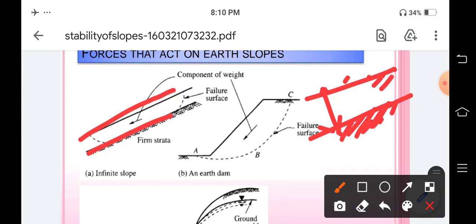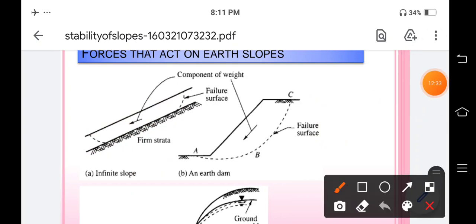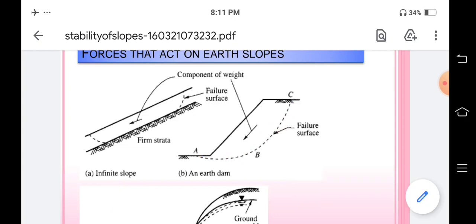Okay, so due to this self-weight, which will move in the direction of gravity, it will cause the failure of the soil sample, and these kinds of slope failures will occur. This dotted line will show the failure of the slope due to the action of gravity. This is in the case of the infinite slope, and this is in the case of the finite slope. So this is due to self-weight. What will happen? This soil sample will slide in the downward direction. These are the failure surfaces.